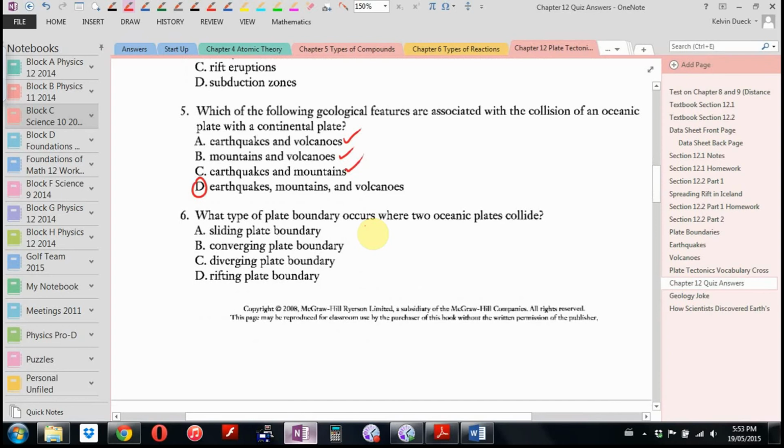What type of plate boundary occurs where two oceanic plates collide? So the fact that they're colliding means it's a converging boundary. This would be a converging plate boundary.